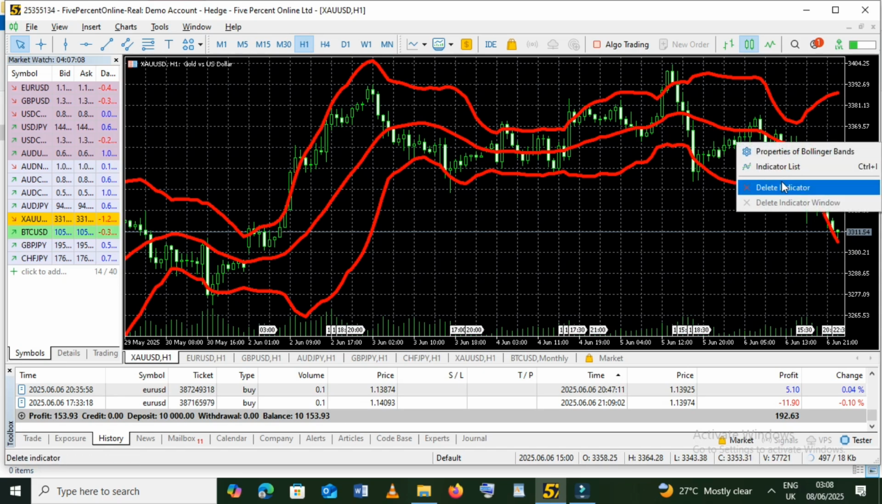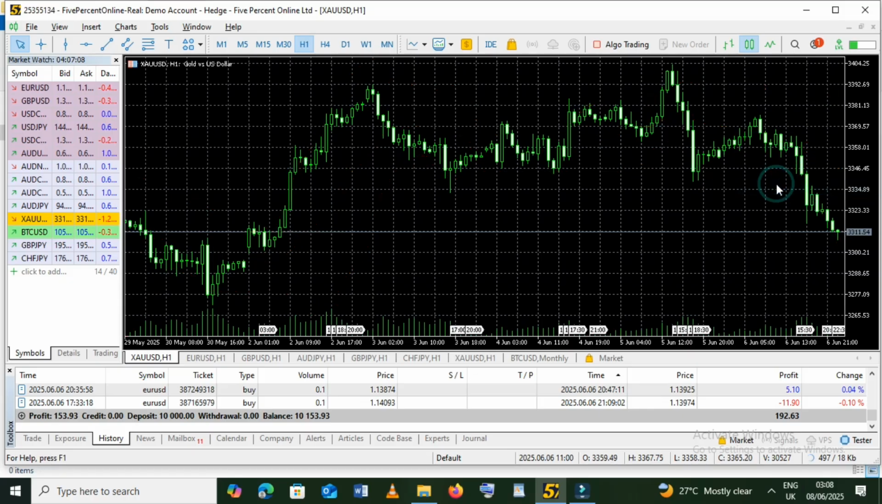After you have analyzed using the Bollinger Bands, you can delete by right clicking on the indicator, then click on delete. It goes. I have analyzed the forex market using three trend indicators. Now let's go to three oscillators.